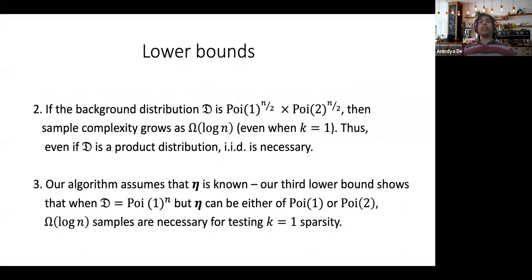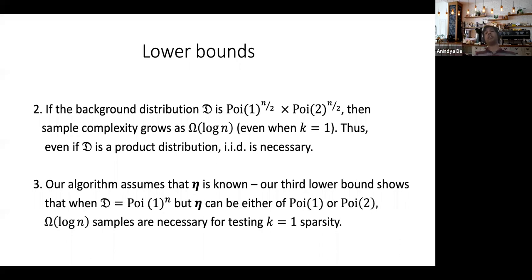The second condition is that we require an IID product distribution, in the sense that even with a product distribution where the marginals are different across different coordinates, in particular, we show that if half of the coordinates are distributed like Poisson 1 and the other half are distributed like Poisson 2, then sample complexity will still grow like omega log n, even when k equals 1. So even a product distribution is not enough, and the background distribution has to be IID in some sense.